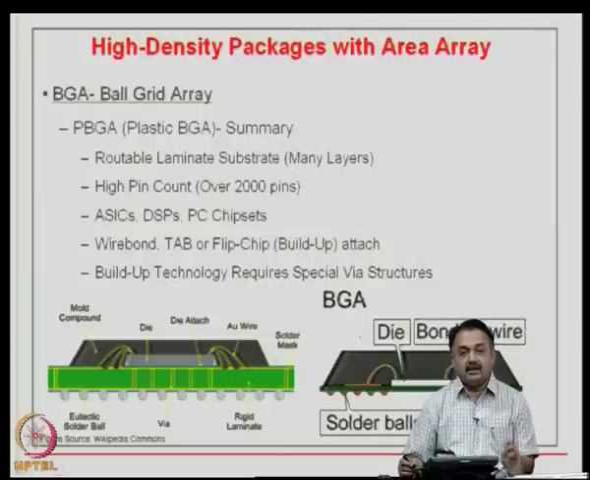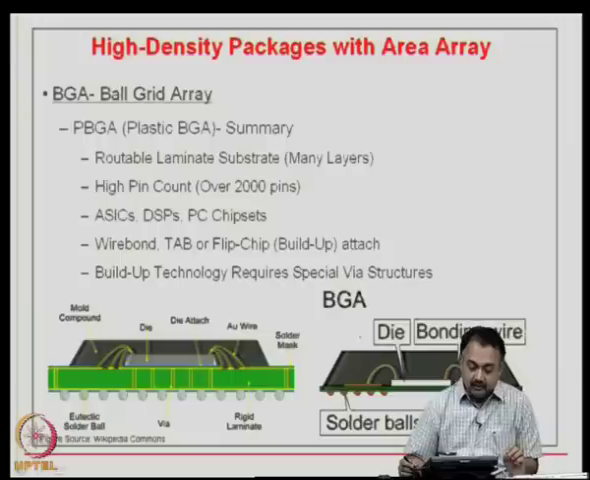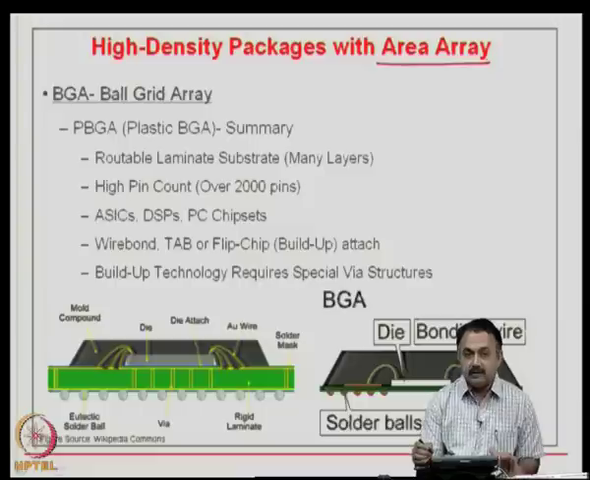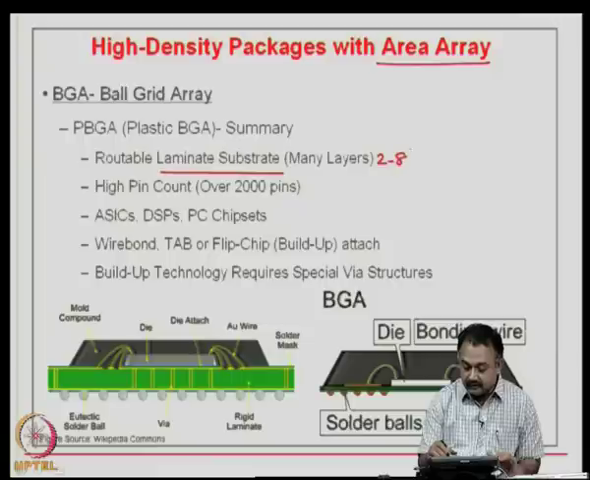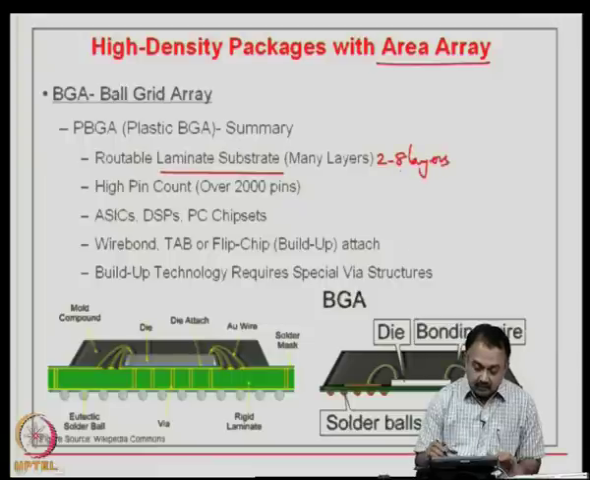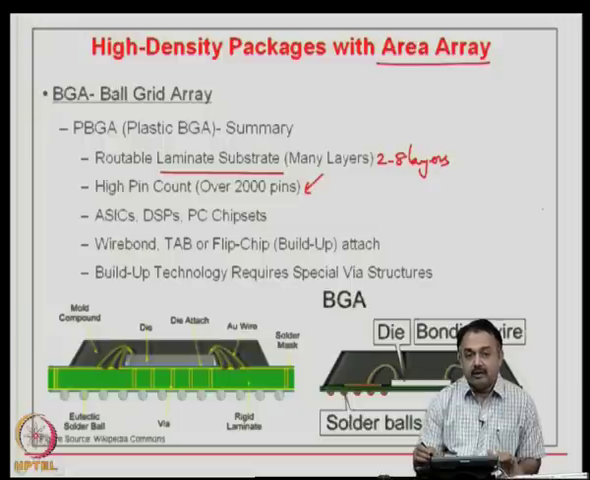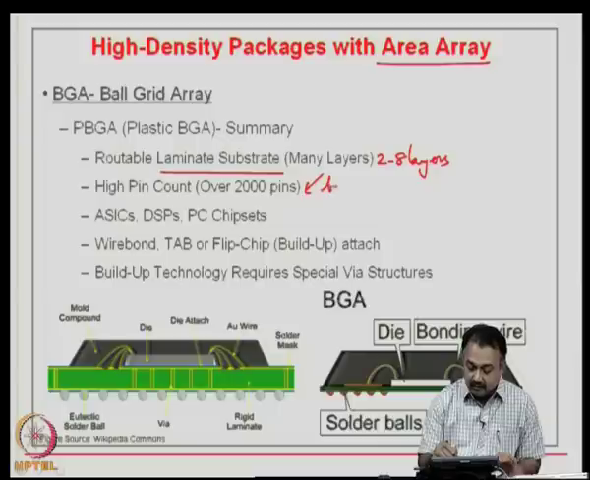So, these are high density packages with area array. You have seen that compared to the DIP package, BGA is an area array package, and a CSP is also an area array package. So, the summary is that plastic BGAs are available, and you require a laminate substrate to do the routing. It can be between 2 to 8 layers typically, not more than that. Then it has a high pin count. Today's FPGAs can have pin counts over 1700 pins, or balls, solder balls. Typically it is a ball grid.